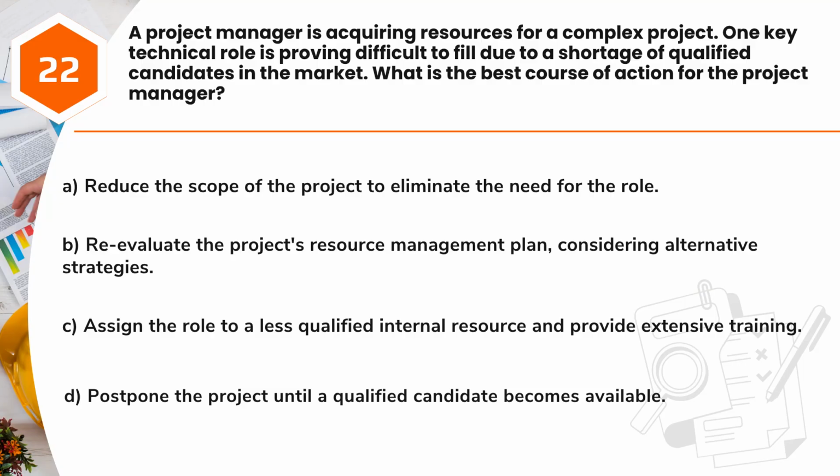Question 22. A project manager is acquiring resources for a complex project. One key technical role is proving difficult to fill due to a shortage of qualified candidates in the market. What is the best course of action for the project manager? A. Reduce the scope of the project to eliminate the need for the role. B. Reevaluate the project's resource management plan, considering alternative strategies. C. Assign the role to a less qualified internal resource and provide extensive training. D. Postpone the project until a qualified candidate becomes available.